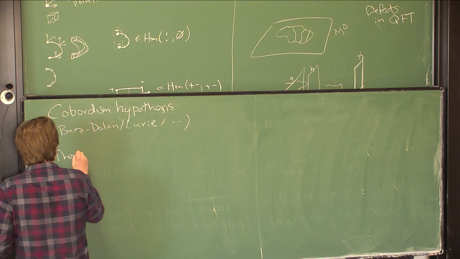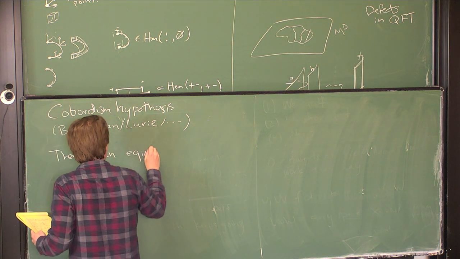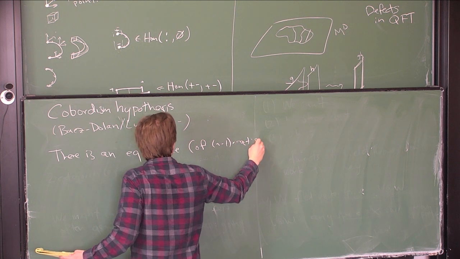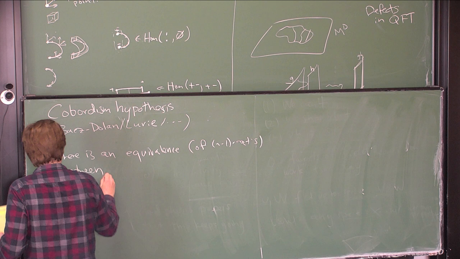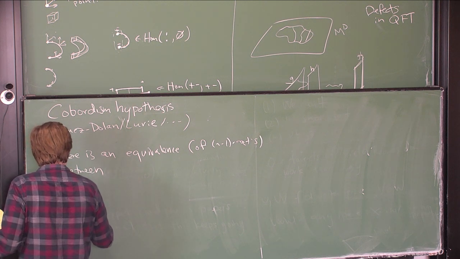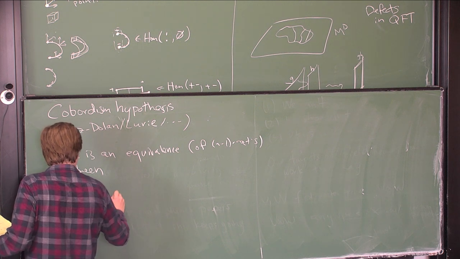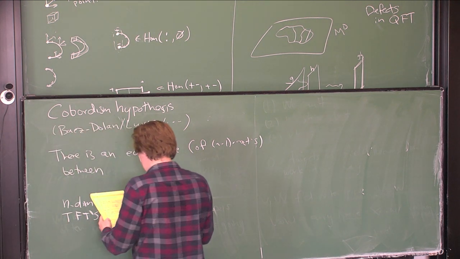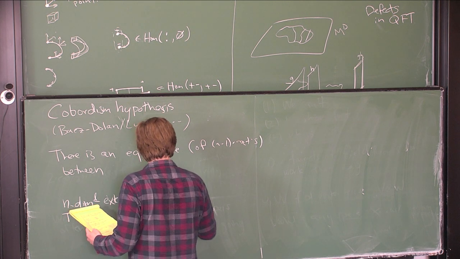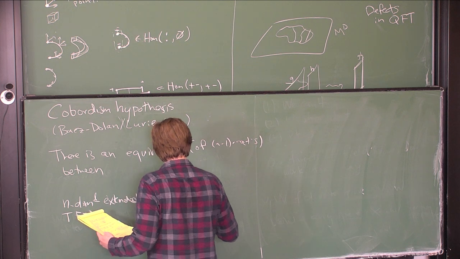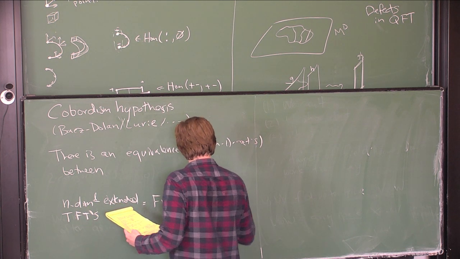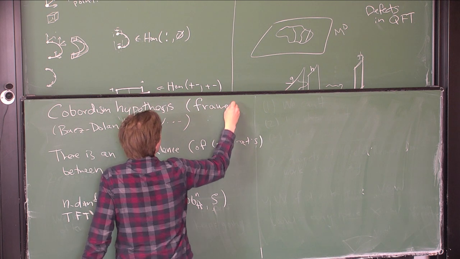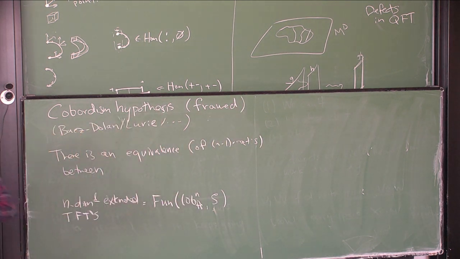So there was an equivalence, in parentheses of (n minus 1)-categories, between n-dimensional extended TFTs, those are the things that we want to construct and study. These are, as we just said, the same thing as symmetric monoidal functors from this Cobb n category to S, and this is the first version, so this is the framed version. So far I haven't been worrying about framed versus oriented, but here it matters a lot.